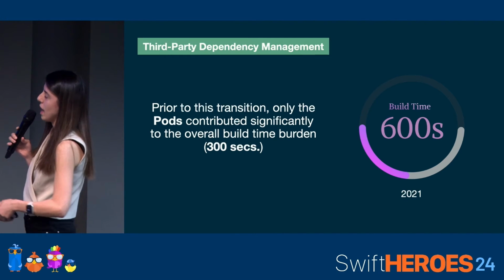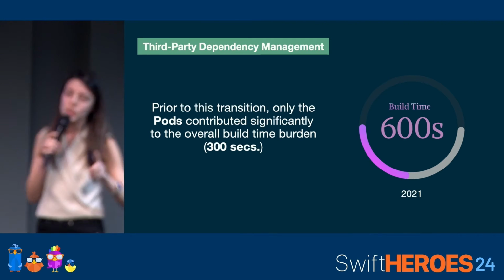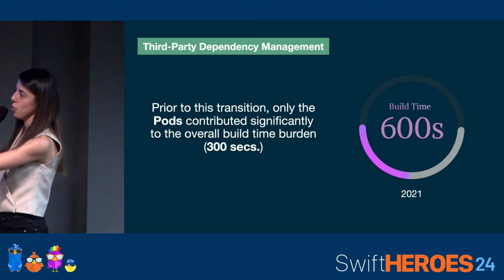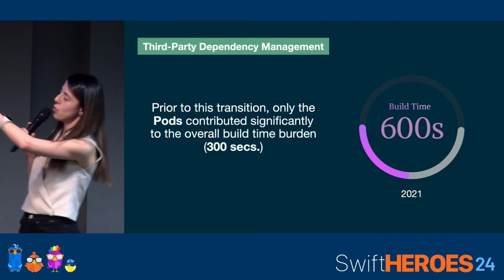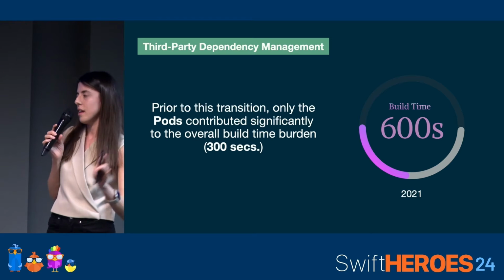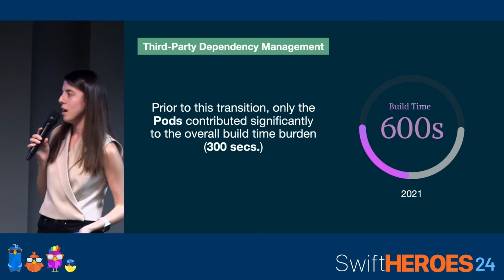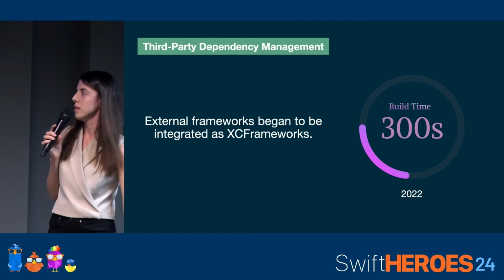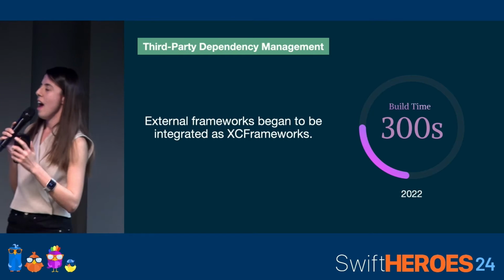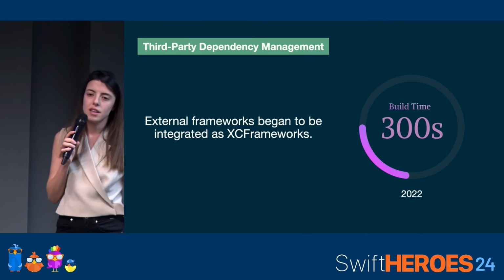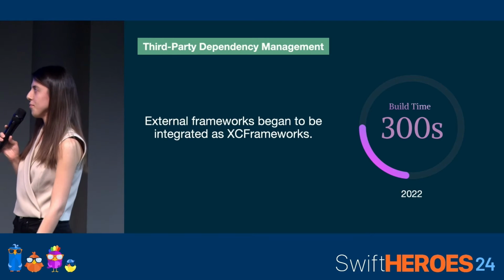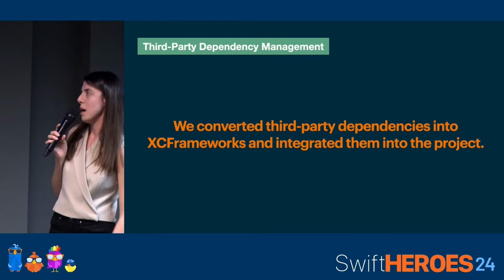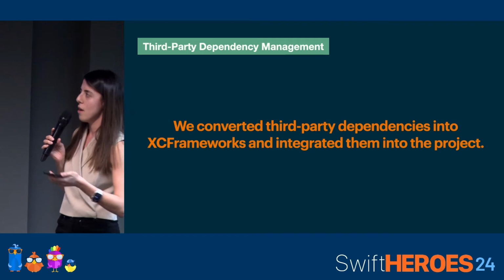As you can see on the slide, at that time our total build time was almost 600 seconds. We analyzed this build time and discovered that the Podfiles accounted for about half of the total build time. After that, we changed all the Podfile dependencies to XCFrameworks, analyzed the whole process again, and realized that the build time was nearly 300 seconds. As a result, we converted all the third-party dependencies into XCFrameworks from then on.